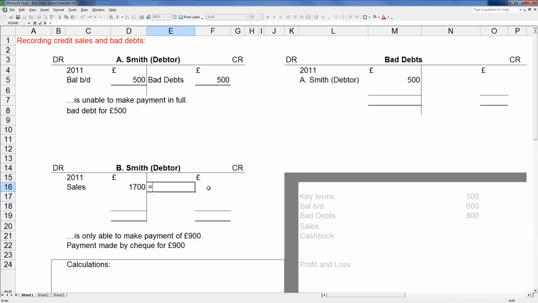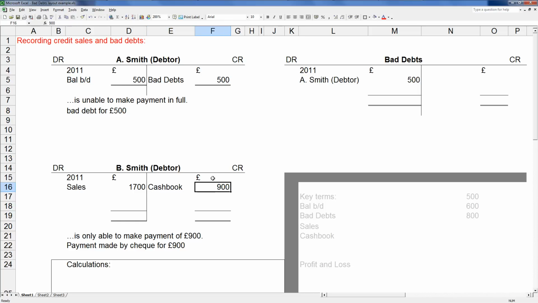So we're crediting B Smith's debtor account because any entry on this side is reducing the debtor amount. So that's a credit entry. Where is the debit entry going? Well, it's going in the cash book because it's recording payment. So debit of cash book £900, credit the debtor account by £900 as well. So I've got the cash book, let's go over to the cash book and put that entry in.